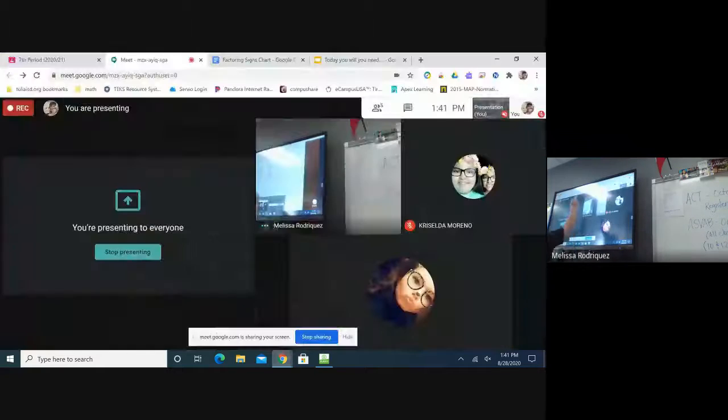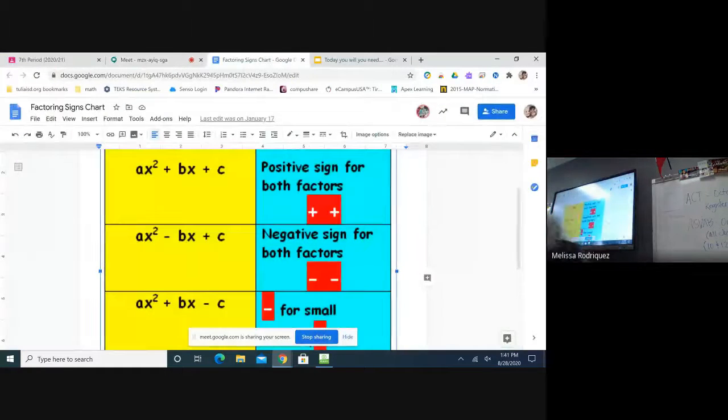And it's this factoring signs chart. So it's on your classroom for you. If you have a trinomial that is something plus something plus something, they're all positives, both of your factors will be positive. If you have something minus something plus something, then you're going to have both negative.